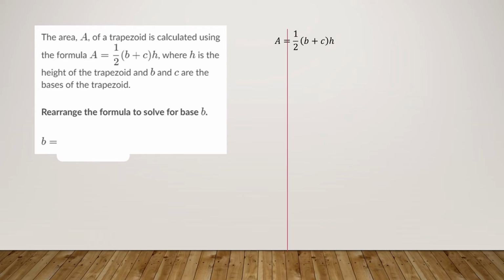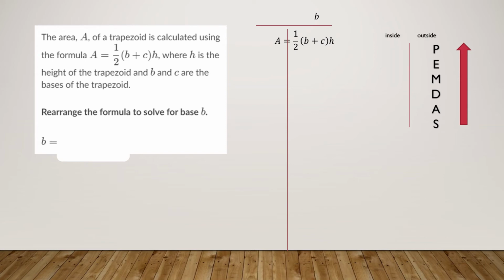And we want to keep our equal sign straight. Let's move B to the top since we are solving for B. Okay, we're going to use PEMDAS in reverse, and we're going to use it twice actually in this case because there's an outside and an inside. We have terms inside the parentheses and we have terms outside the parentheses. So let's identify those terms.